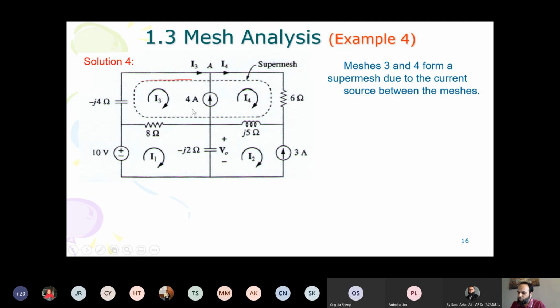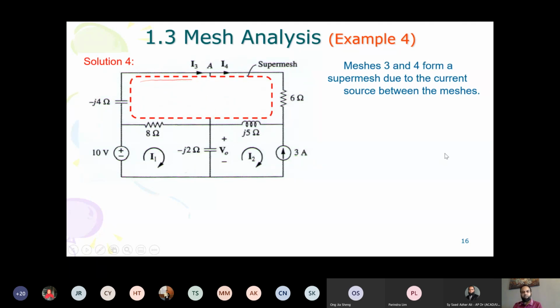We have this current source in between these two meshes. So we completely remove this branch and we consider this as our new mesh, right? Is that clear? Let me show you again. This was the current source in between two meshes. We have completely removed this branch to make this the super mesh.